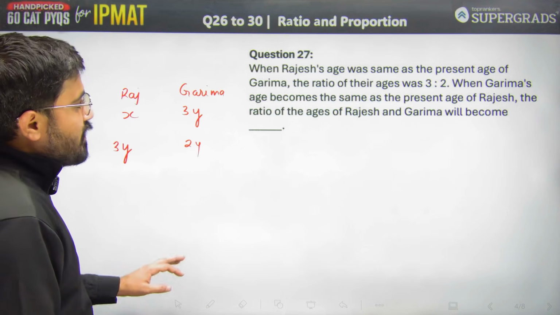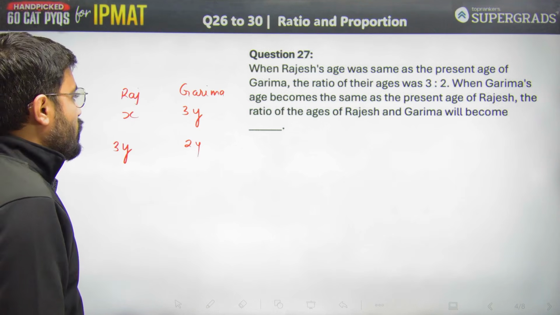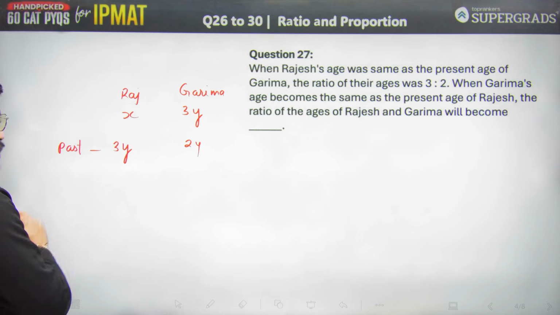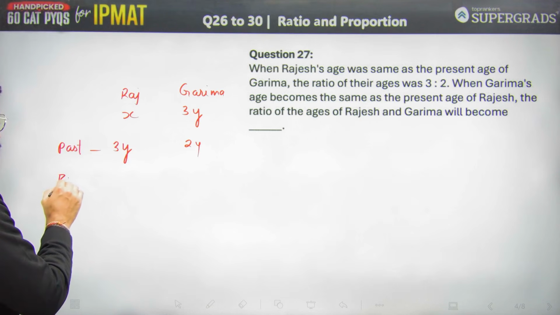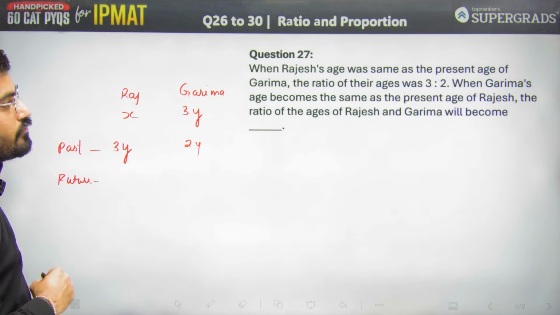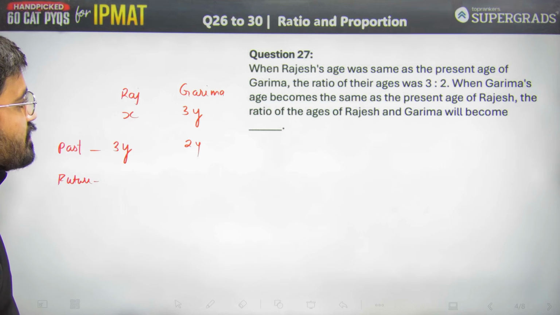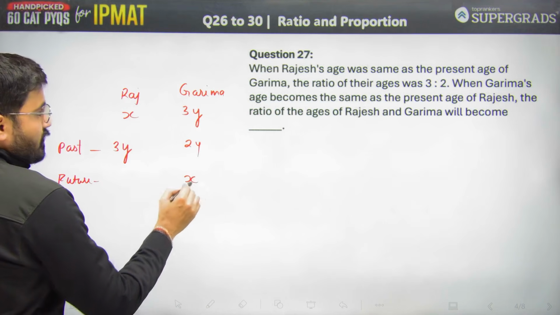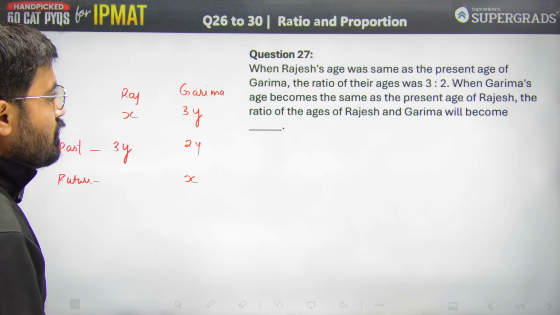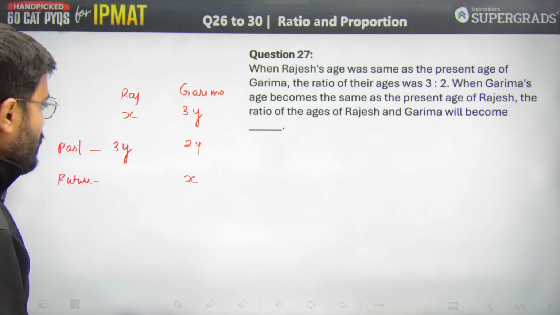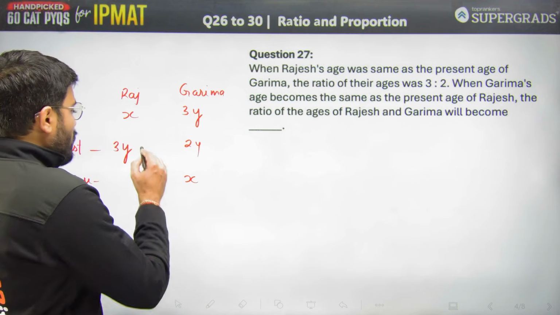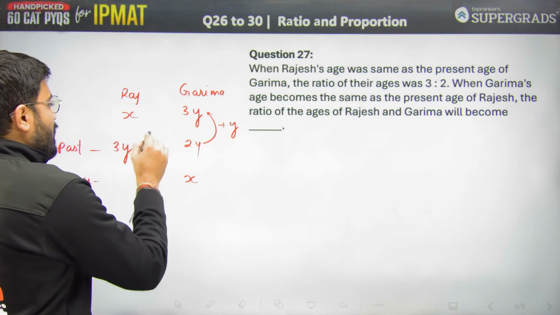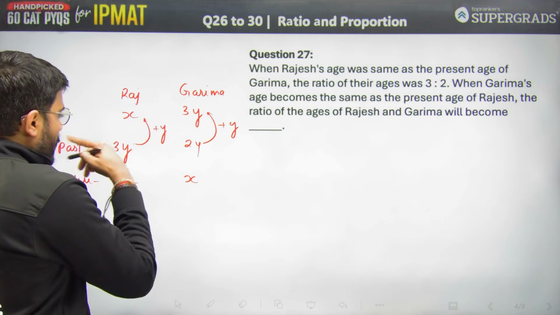When Garima's age becomes the same as the present age of Rajesh, we are talking about the future age. So this is about the past. I don't want to get confused, so I'm writing everything and then we can talk about the future. When Garima's age becomes the present age of Rajesh, so if Garima's age becomes x, the ratio of the ages of Rajesh and Garima will become, okay. If I'm adding from here to here, what is the change? We are adding y. So from here to here, I will add y. So this will become how much?